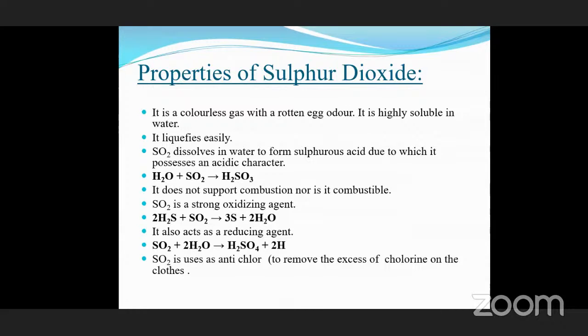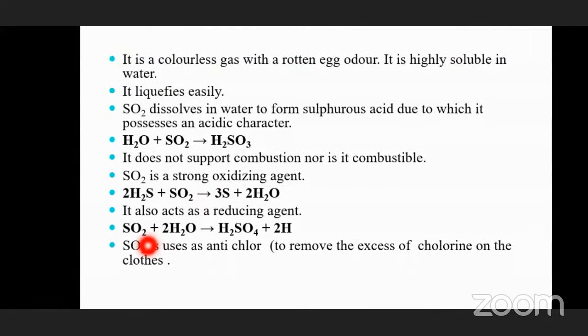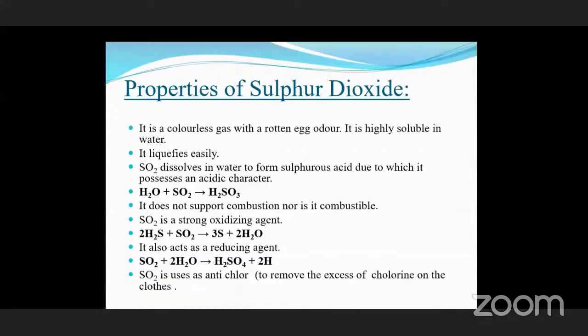One more important thing: SO2 is used as an anti-chlor. What is the meaning of anti-chlor? To remove the excess chlorine on cloth. So that's why sulfur dioxide is used as an anti-chlor. It is a very, very important point, so note it down. So this is about the properties of sulfur dioxide.